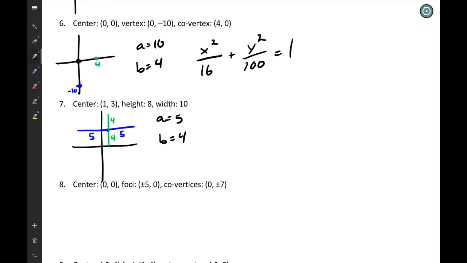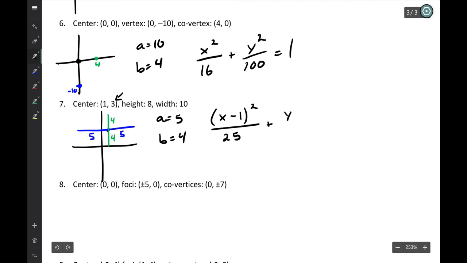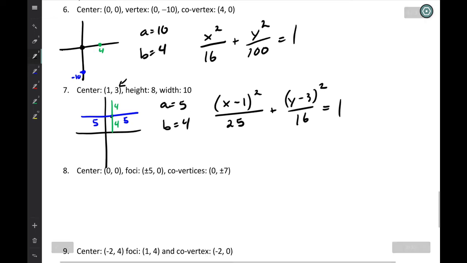Once I have that information in the center, I can go through and write the equation: x minus 1 quantity squared divided by 25 plus y minus 3 quantity squared divided by 16 is equal to 1. These really aren't that bad. You just have to be careful going through and identifying, is it vertical or horizontal? That tells you where to put the a and b and then throw your center in there.